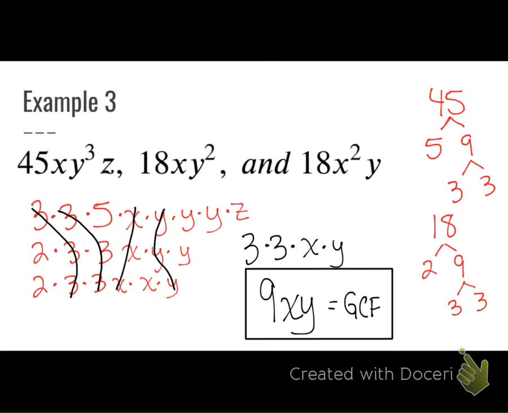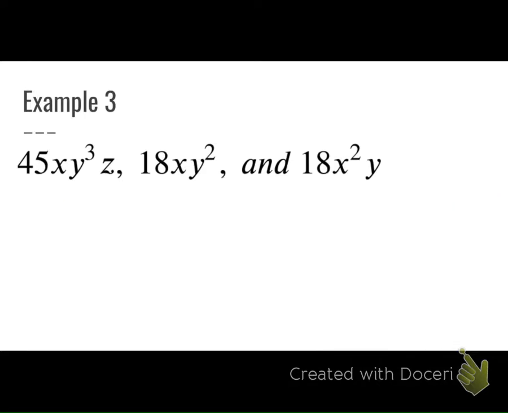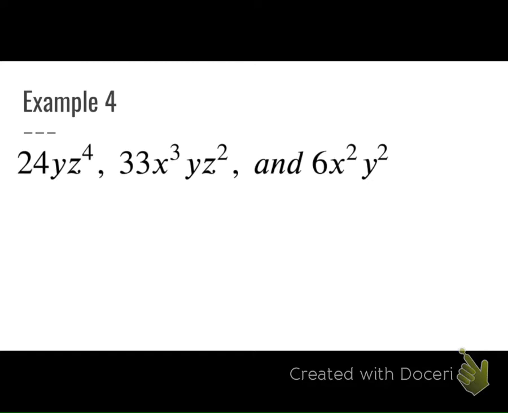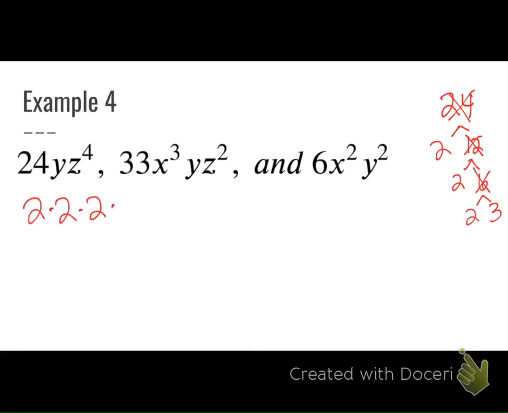All right, we've got one more example to do together today. Again, I'm going to start out by writing the prime factorization just for the numbers. So if I'm breaking down 24, 2 times 12, 12 breaks into 2 times 6, 6 breaks into 2 times 3. Don't use a number that you broke down. So 2 times 2 times 2 times 3.